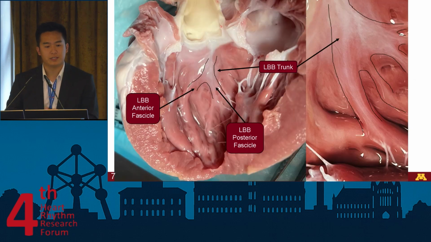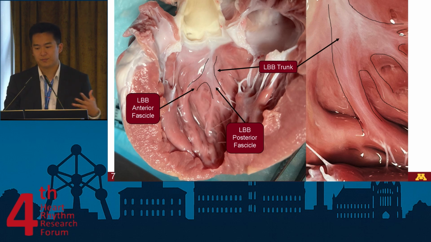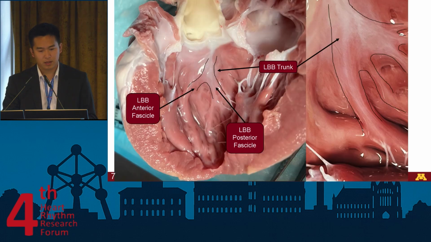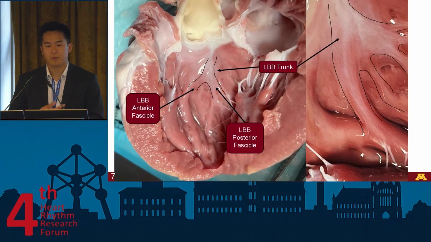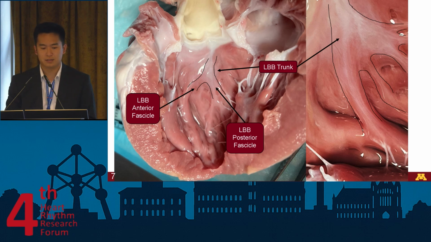So this is a porcine heart, which we dissected down to visualize the left bundle branch. And this is a special case because the heart was diseased. We were able to visualize the left bundle branch trunk as well as the anterior and posterior fascicle in this heart as the myocardium turned translucent.